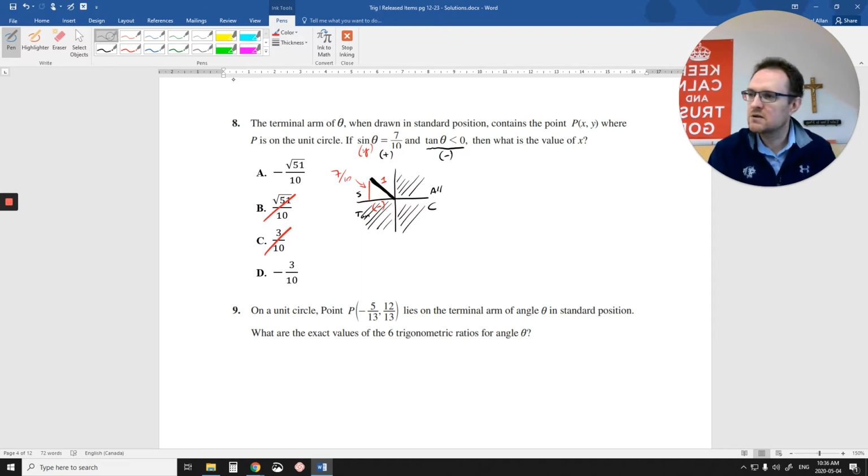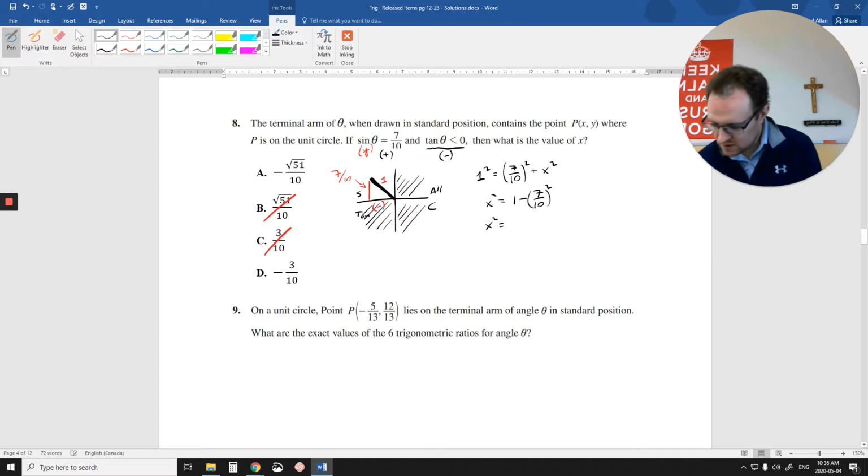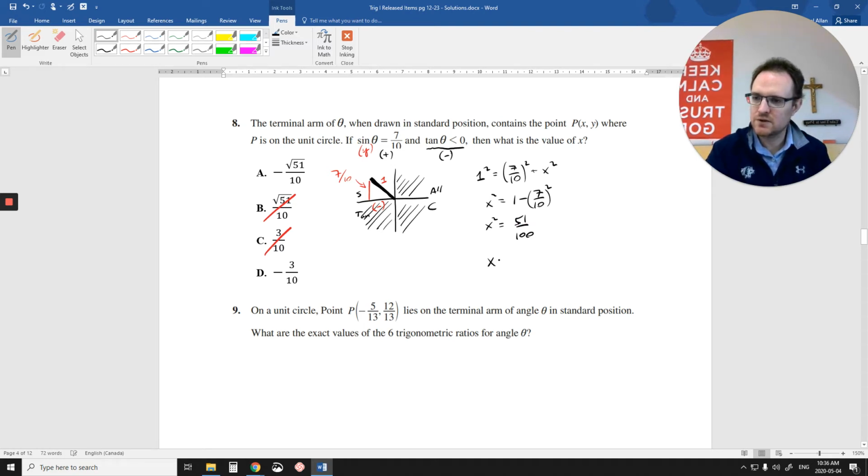So we're going to use our Pythagorean theorem here. 1 squared is equal to 7/10 squared plus x squared. I'm going to rearrange this, so we get 1 minus 7/10 squared is equal to x squared. So 1 minus 7/10 all squared. Then go math, enter, and you get 51/100. You take the square root of both sides.